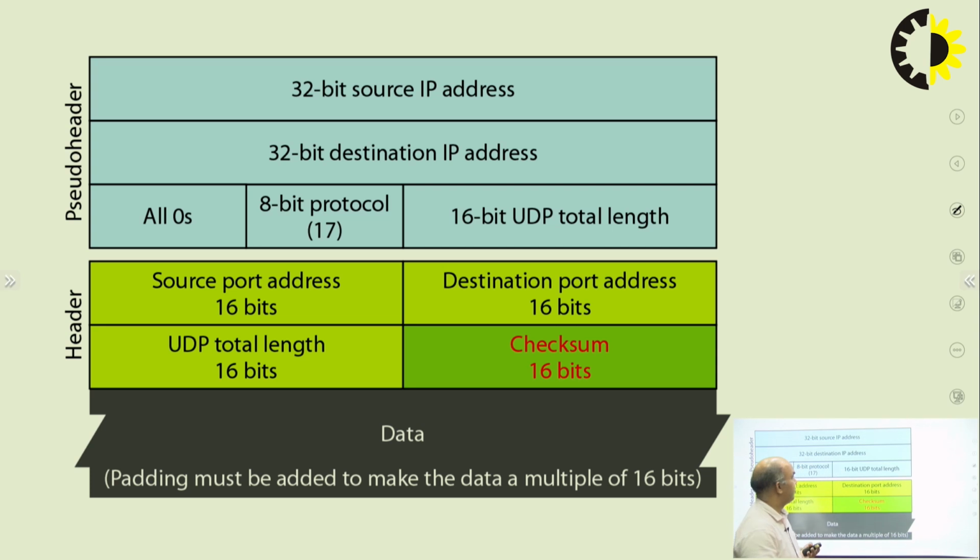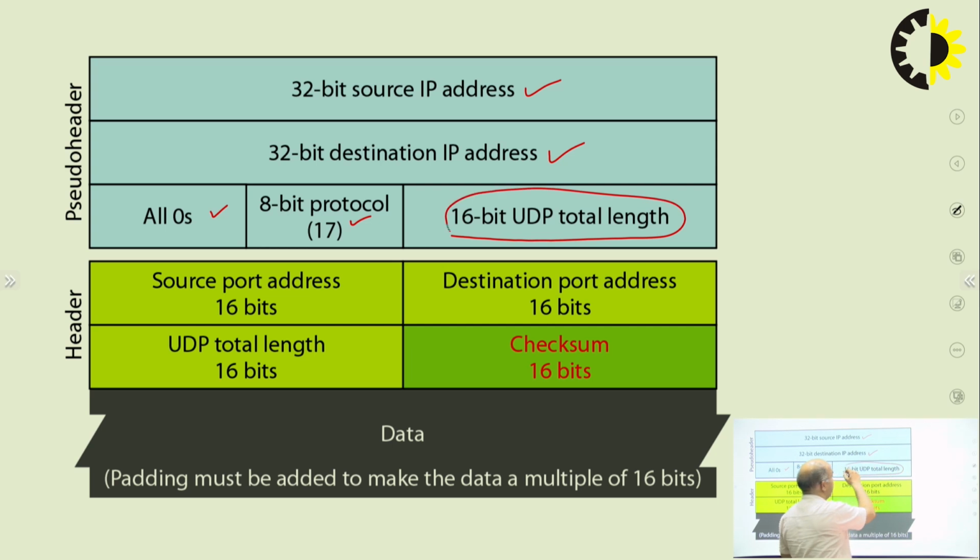In this pseudo code, we have a source IP address and a destination IP address, and an 8-bit field of all zeros. Then we have an 8-bit protocol field. Then we have a 16-bit UDP total length field.